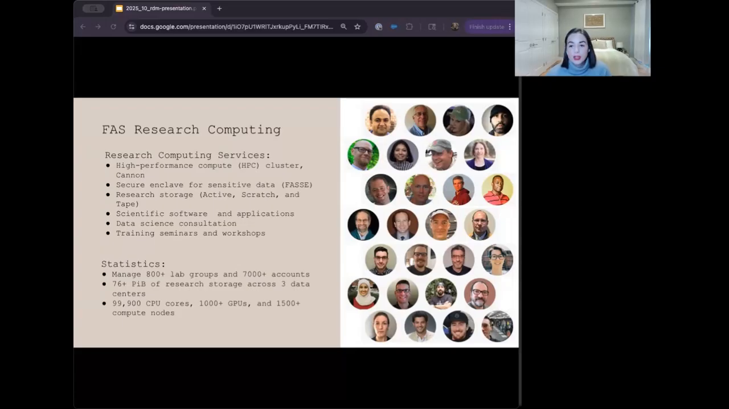As a group, we assist over 800 different lab groups. We have over 7,000 users, and we manage and maintain at least 76 petabytes of research data storage across 3 different data centers. We also work with the Northeast Storage Exchange. We oversee 99,000 CPU cores, over 1,000 GPUs, and 1,500 compute nodes. So we're one of the larger research computing groups at a university.